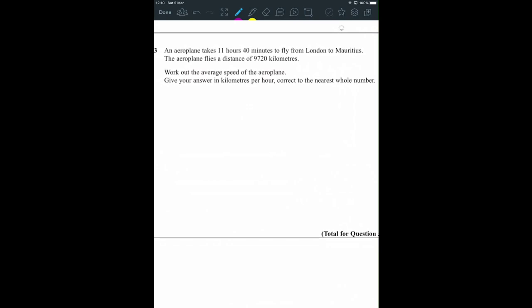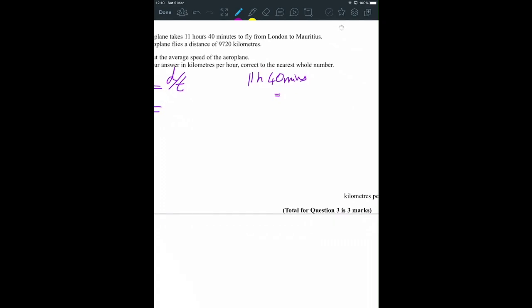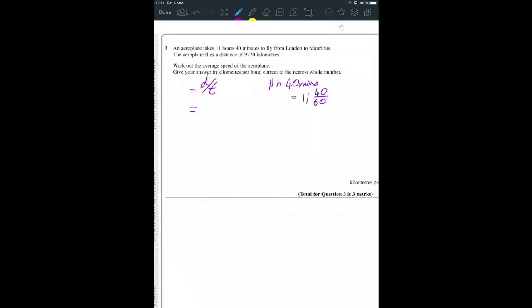Question 3. An aeroplane takes 11 hours and 40 minutes, flies a distance of, and we want speed. Remembering our formula, speed is distance over time. Now the problem here is our time is in hours and minutes. 11 hours and 40 minutes. Well, the 40 minutes is 40 out of 60 hours, or 11 and 2/3 of an hour. So that's what I'm going to use in my formula.